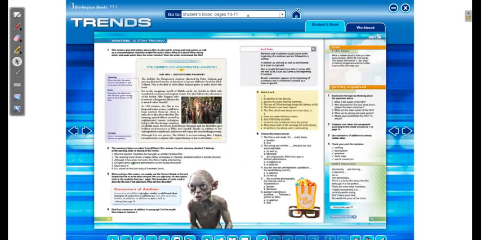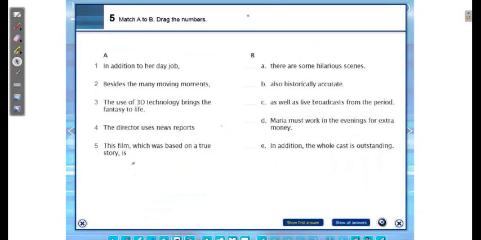So let's see if we can match the connectors of addition to the sentences. In addition to her day job, besides the many moving moments, the use of 3D technology brings the fantasy to life. The director uses news reports. And this film, which is based on a true story, we have to match, right? There are some hilarious scenes, also historically accurate, as well as live podcasts from the period. Maria must work in the evenings for extra money. In addition, the whole cast is outstanding.